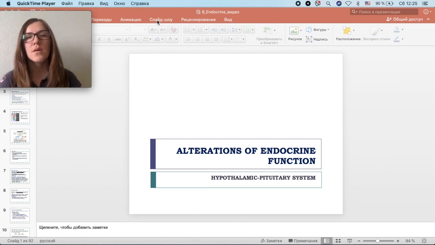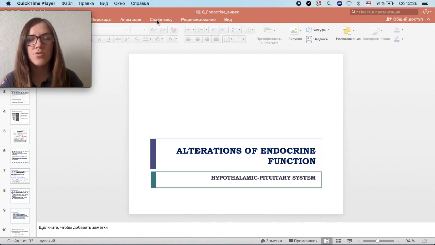Hello, dear students. Today our topic is alteration of endocrine function, and we are going to discuss one of the most important systems, which participates in regulation of different body functions, regulation of nutrition, maturation, regulation of enzymatic activity, growth, development, and some other functions. And today we will try to discuss the main principles of regulation by the endocrine system, the main etiological factors which can cause disorders of the endocrine system, and the common pathology which is associated with hypo or hyperfunction of the endocrine system.